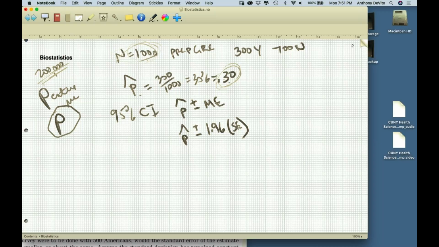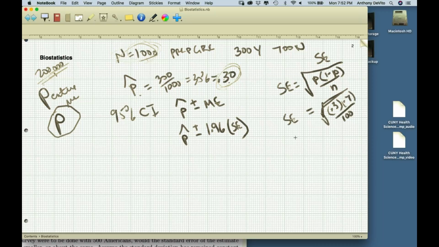Now, up until this point, the textbook has given you the standard error. In this case, when we haven't been given the standard error, we're going to have to calculate it for ourselves. So the standard error for a proportion is going to be equal to the square root of p times 1 minus p over n. Notice we don't know p, so the only thing we can use here is p-hat. So the square root of 0.3 times 0.7, because 1 minus 0.3 is 0.7, over our sample size of 1,000. That's what our standard error is going to be equal to. Let's calculate that using our calculator.